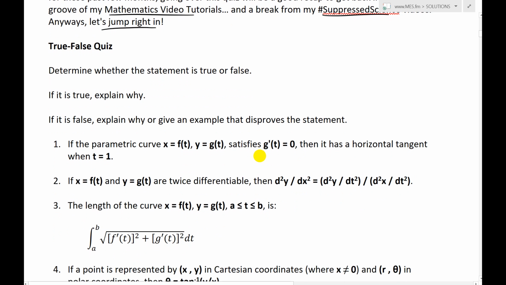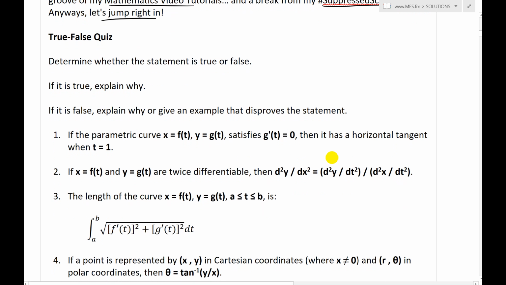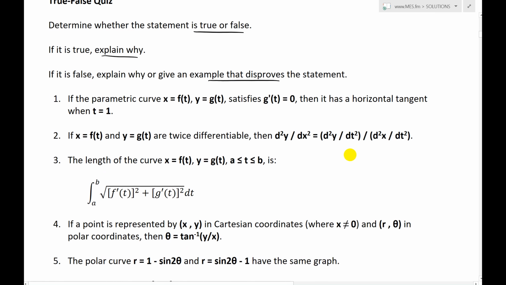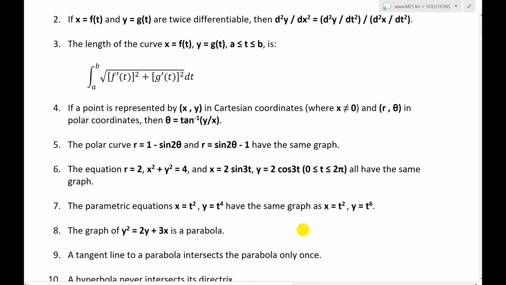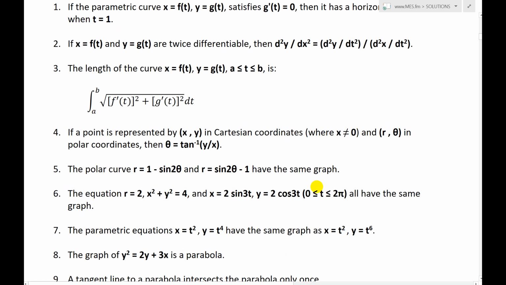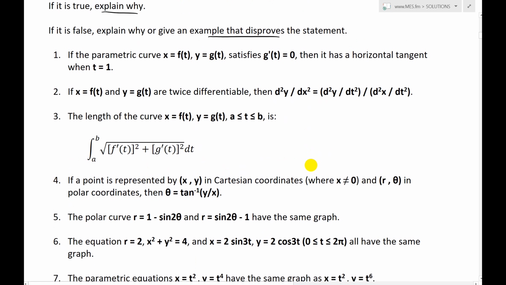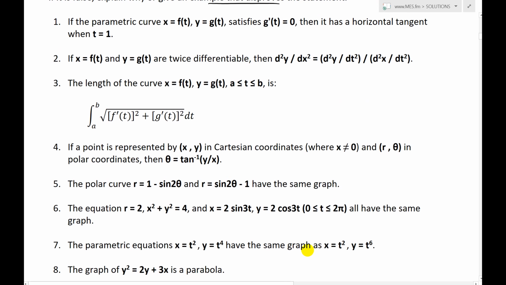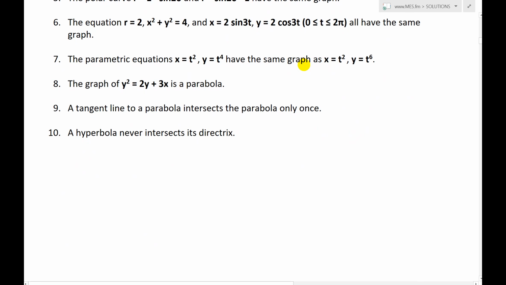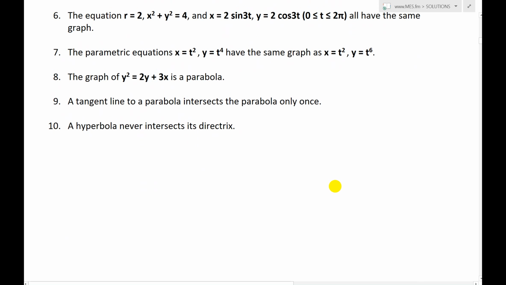So here is the true-false quiz, and basically we're asked to determine whether the statement is true or false. If it is true, explain why. If it is false, explain why, or give an example that disproves the statement. And there are 10 questions here, and you can pause the video and go over them yourself before the solutions if you want to test yourself. But anyways, we're going to jump right in and go over number one, the solution to it, and go over all 10 questions in this one video.